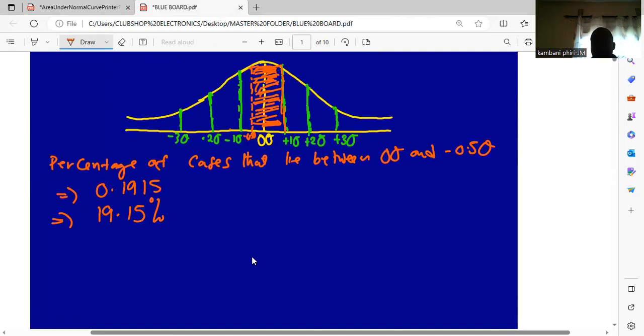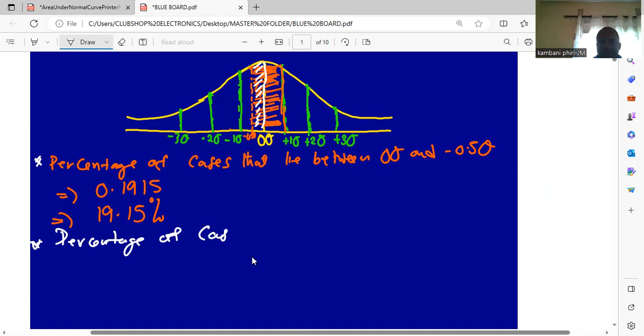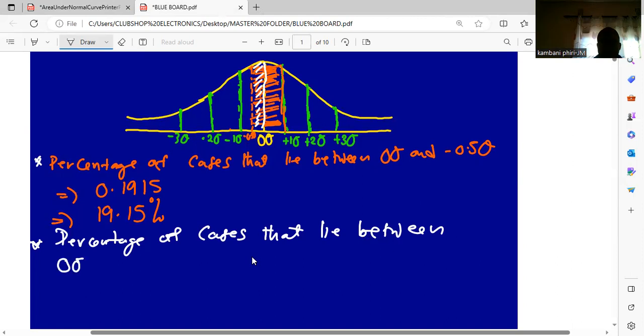Then we can also get, so what we mean here is we are trying to use this. This is our mu, all right? So first we get this, then thereafter we'll come and get the other part. So we can also get the percentage of cases that lie between mu, which is 0 sigma, and the +1 sigma.